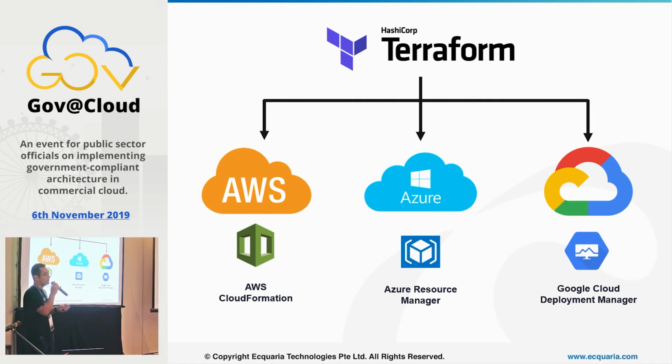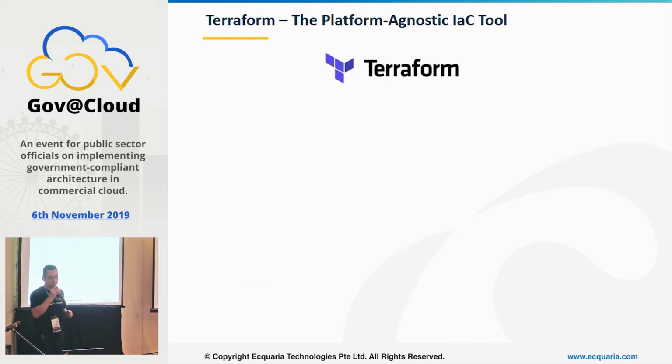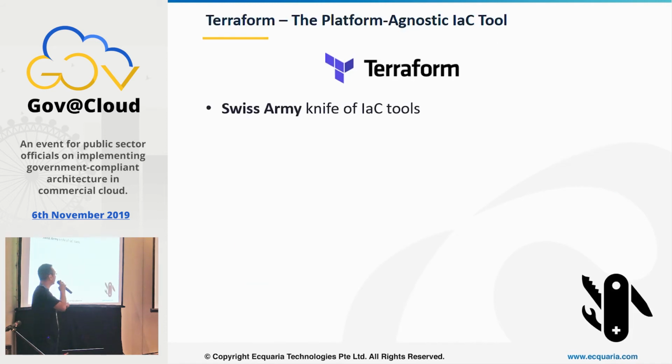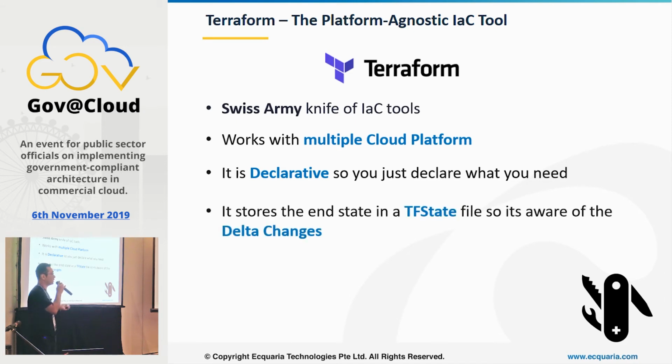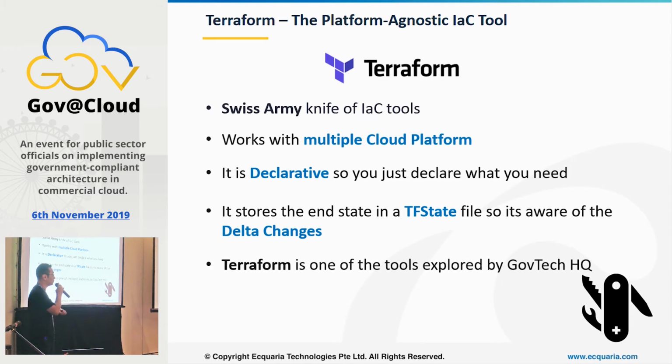So what are the characteristic features of Terraform? It's platform agnostic. It's the Swiss Army knife of the IaC tools. It works with all the cloud providers. It's declarative, so you just need to declare what end state you want, and it stores this state in the TF state file, so it's aware of the delta change. So every change you make to the infrastructure, it's aware of what is going on. And it's also recommended by GovTech.